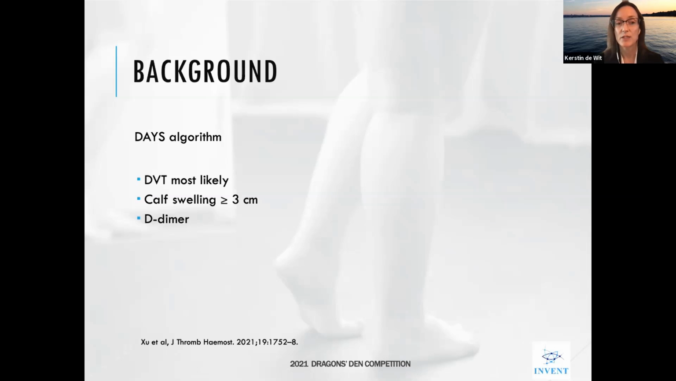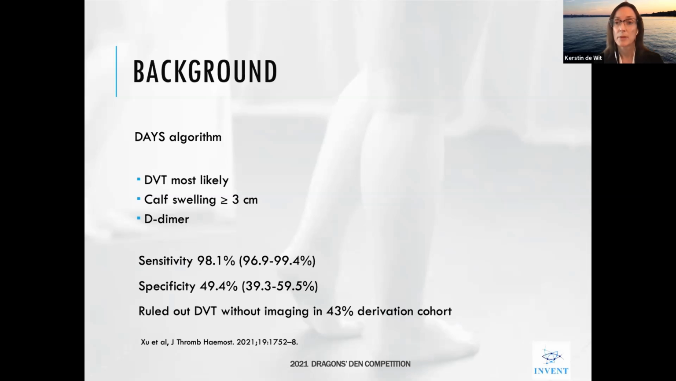It consists of DVT being the most likely diagnosis, there being calf swelling of a minimum of 3 centimeters of the affected leg, and D-dimer. Not only is it a simple test, but it is also highly sensitive, moderately specific, and in the derivation cohort, it was able to rule out deep vein thrombosis without imaging in 43% of cases.